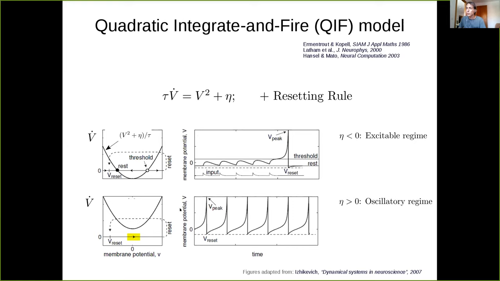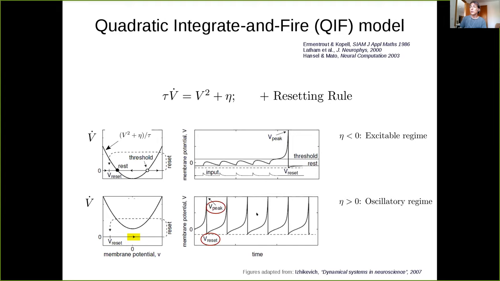When eta is positive, this function doesn't have zeros, and then the neuron becomes an oscillator. Its membrane voltage goes to this peak value constantly, and then it's reset again and again and again, and it becomes an oscillator.